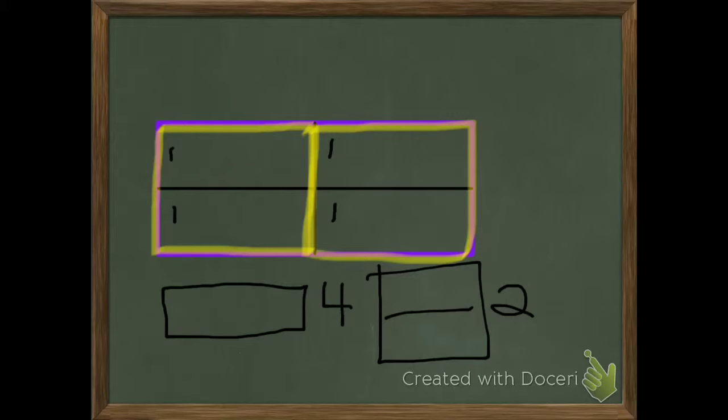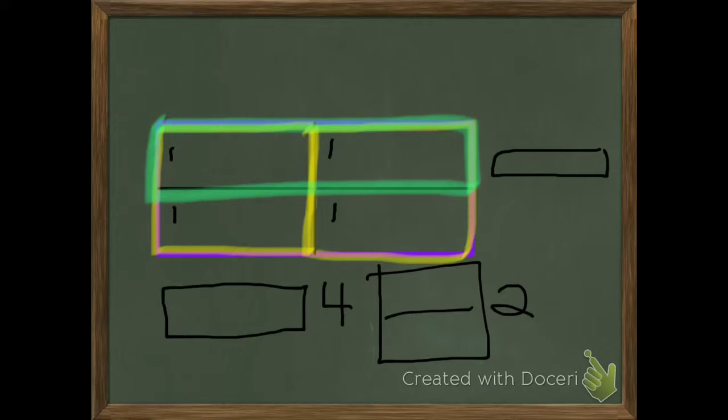But rectangles could also be long. So this could also be a rectangle. How many rectangles look like this? And if I count, I can see that there are 2.